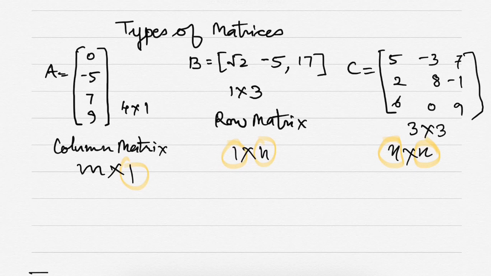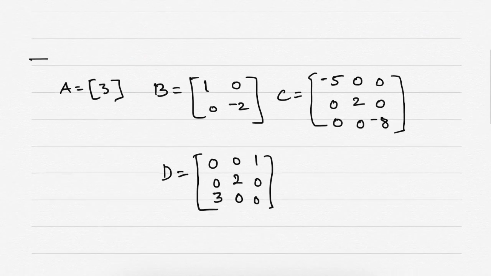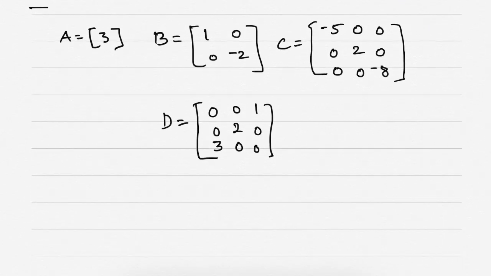Now let us see one more set of matrices. What is common in matrix A, B and C? Yes, you are right. Except for the diagonal elements, all other elements of these matrices are 0. But in the case of matrix D, you may say that this is also a diagonal. No, this is not a diagonal.